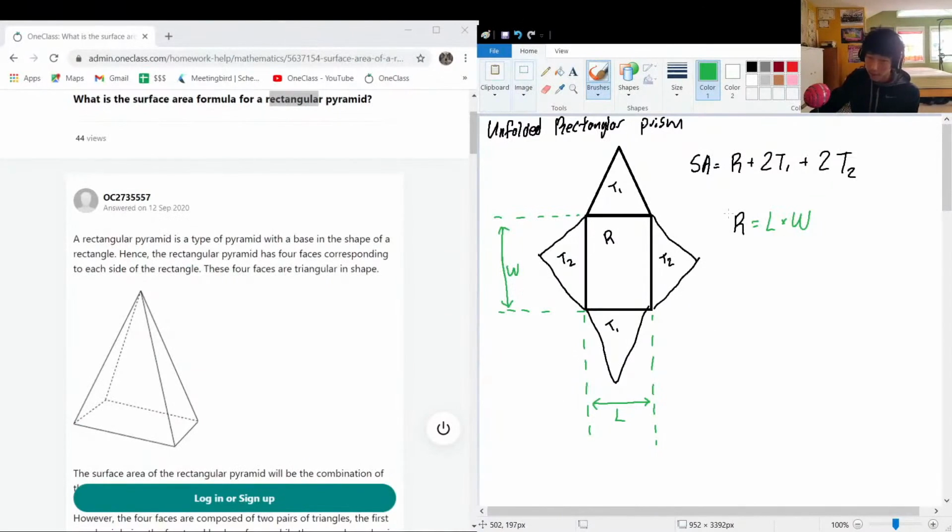Okay, and for the T terms, let's write that out. So maybe red for T1. So T1, we're going to need this measurement. And this, let's call that slant 1.